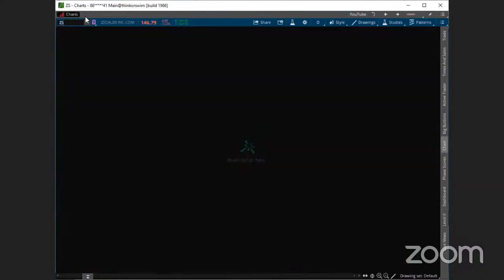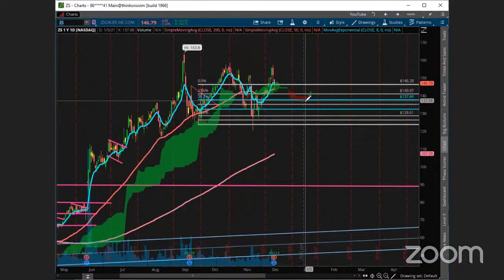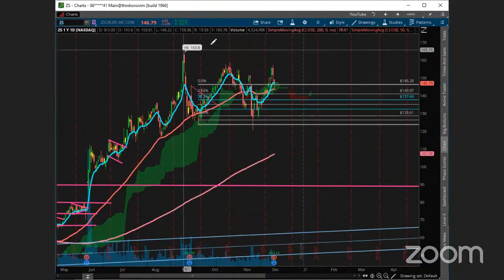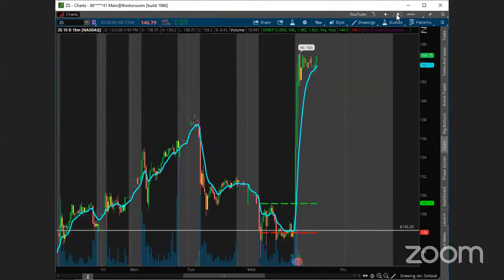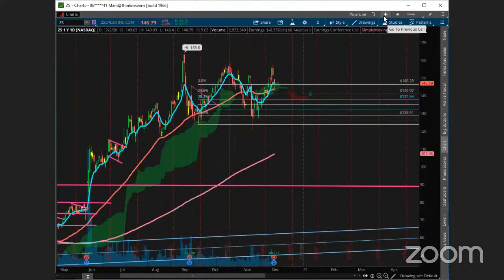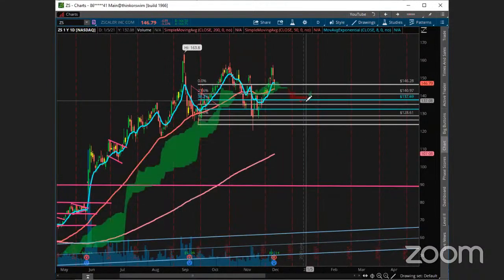ZS with earnings up to 164. Wow, over these levels right now. So let's see if that can give a gap and go as well. Wow, a couple big names here today. ZS and CRWD with some gap and go potential going into tomorrow for sure.